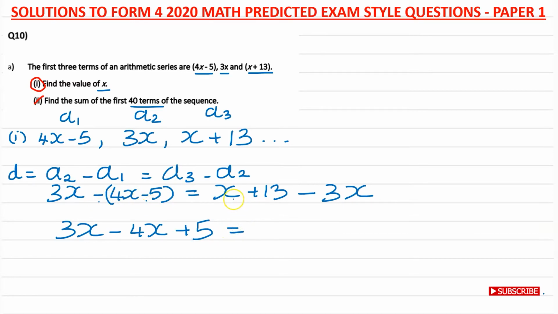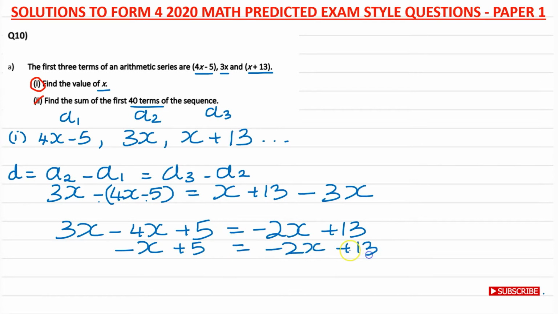That's going to be equal to x take away 3x, which is negative 2x plus 13. So 3x take away 4x is negative x. So let's have our plus 5 equals negative 2x plus 13. If you rearrange this by adding 2x and taking away 5, you will have x equals 8. And that is the value of x.